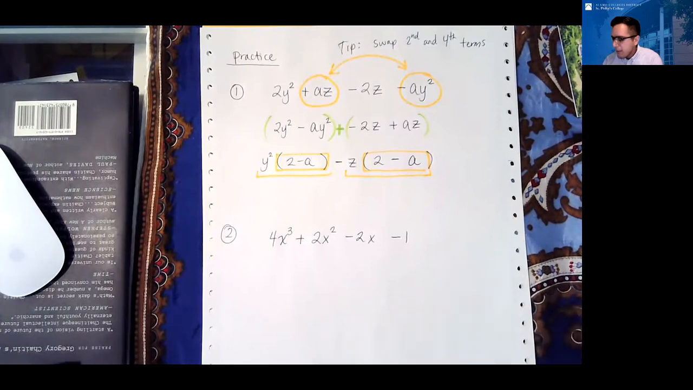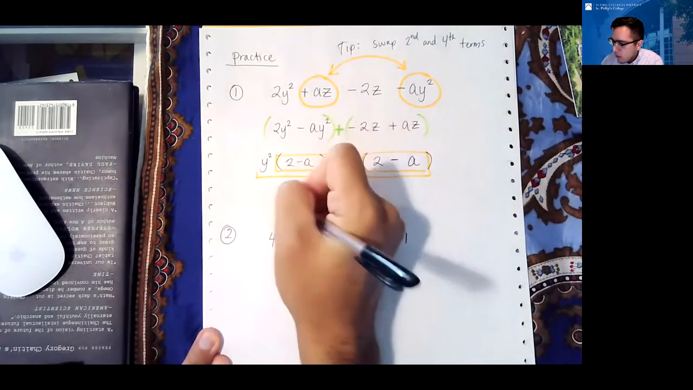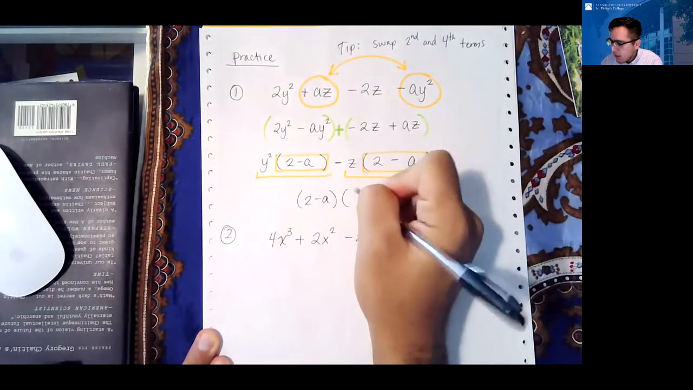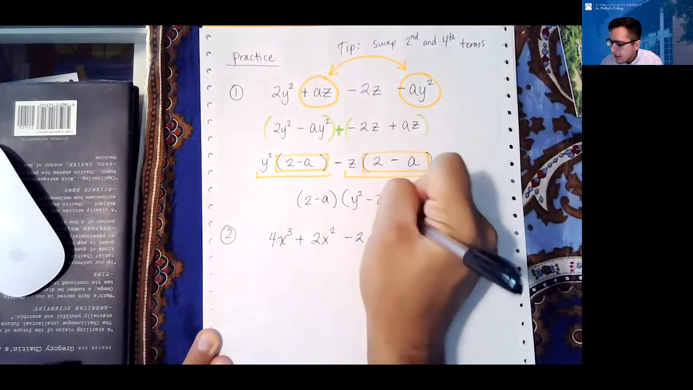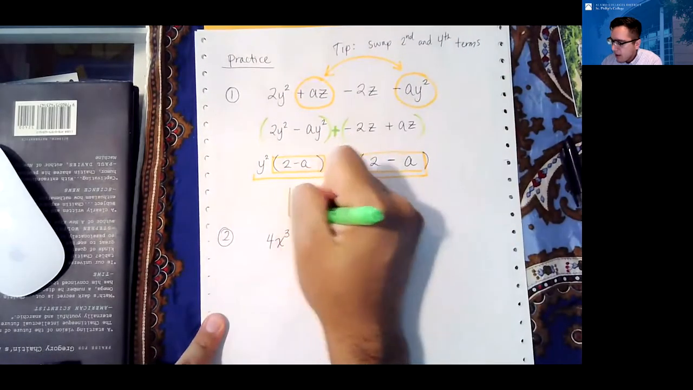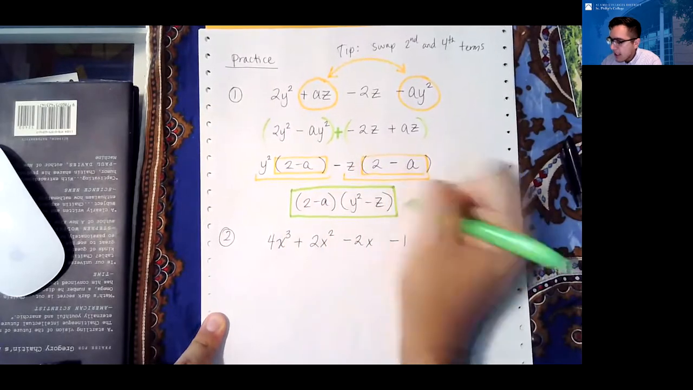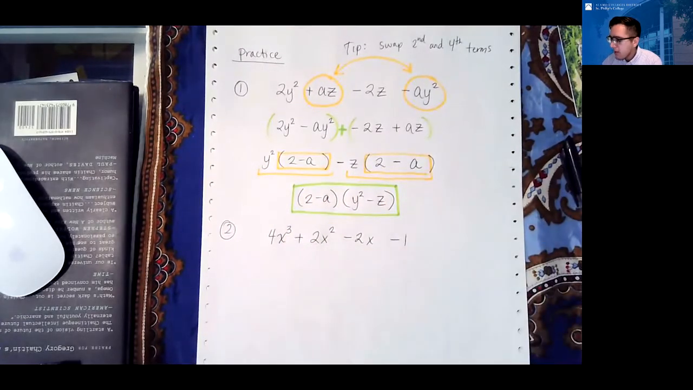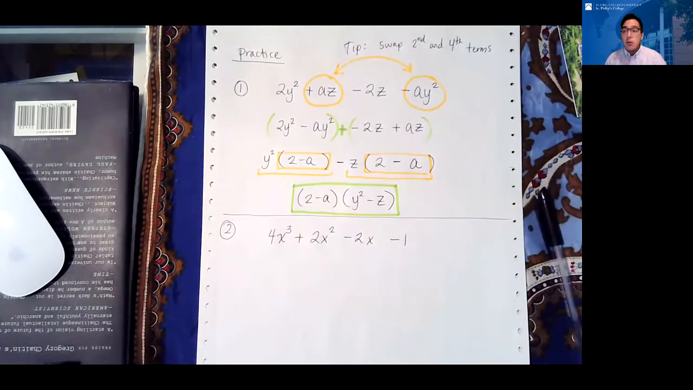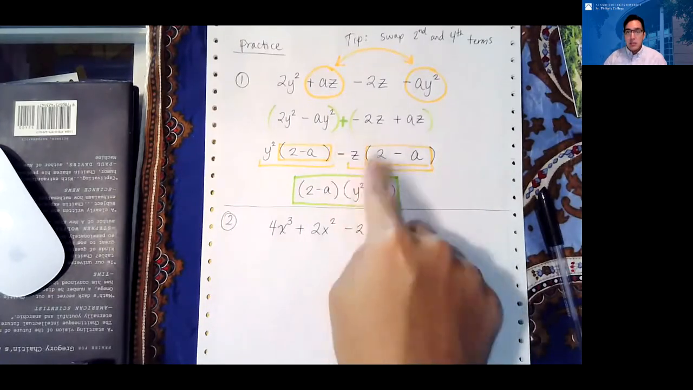So we'll factor out our 2 minus a, that's our GCF, and then we're left with y squared minus z, and that's the complete factorization. I'll leave the checking to you guys at that point, because you can multiply those polynomials out, and you should be able to get the full polynomial, the 4 terms that we started with. Does anybody have any other questions about the first one?